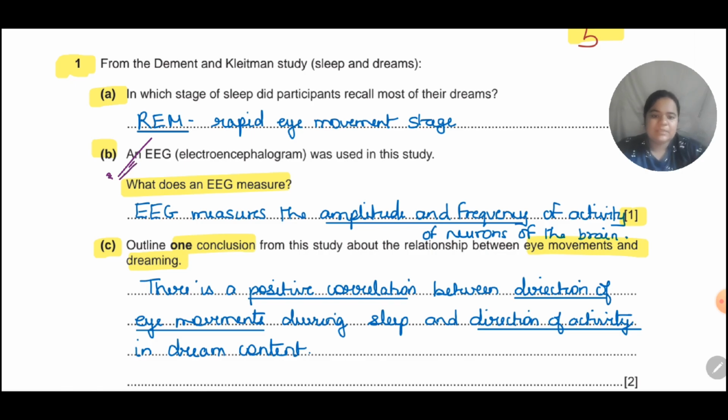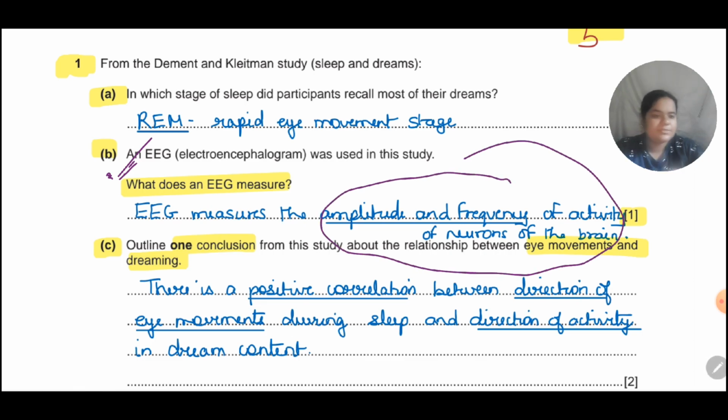that it measures activity of neurons in the brain. Another student was a little more detailed about it, her understanding was a little deeper. So she said it measures the amplitude and frequency of activity of neurons in the brain. This is also correct. So you can see everyone can have their own way of answering. The point is that both these students, even with their wording being a little different, have correctly pointed out what the EEG measures.